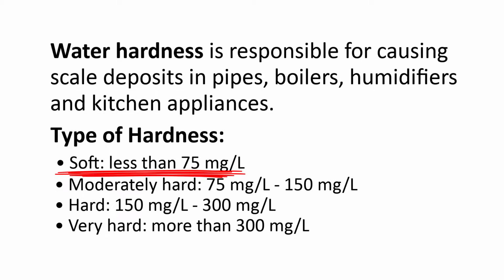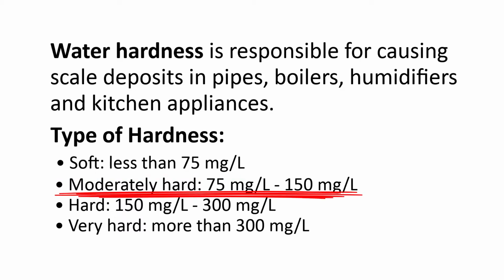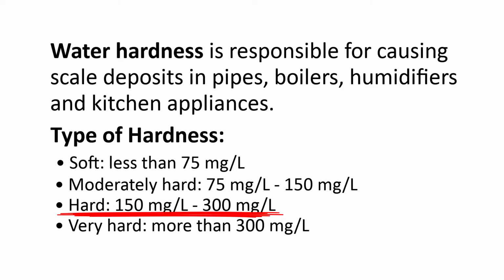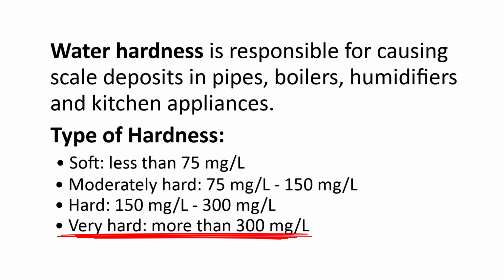Water with a hardness less than 75 mg per liter is considered to be soft. When hardness is up to 150 mg per liter, it is considered to be moderately hard. Hardness from 150 to 300 mg per liter is classified as hard, and water with more than 300 mg per liter hardness is considered very hard.